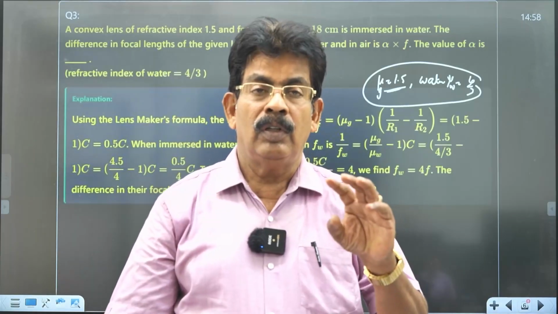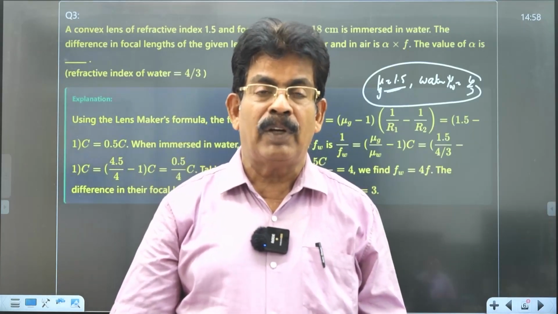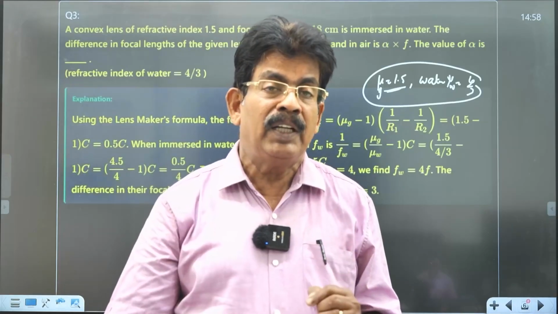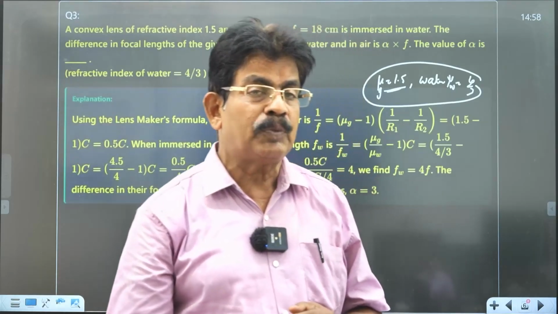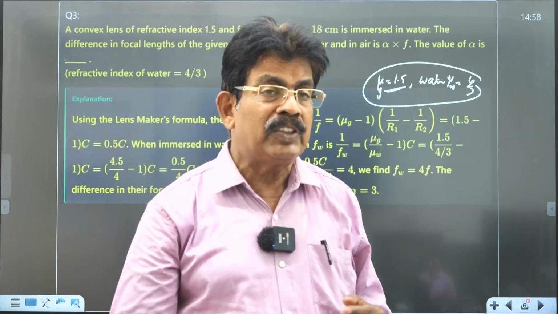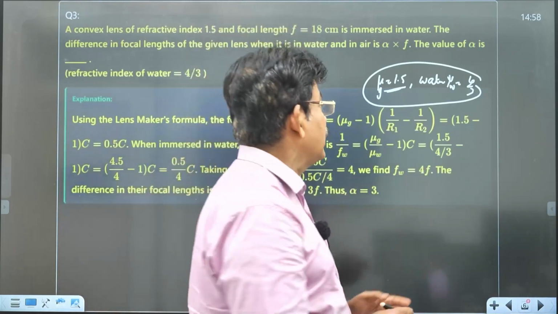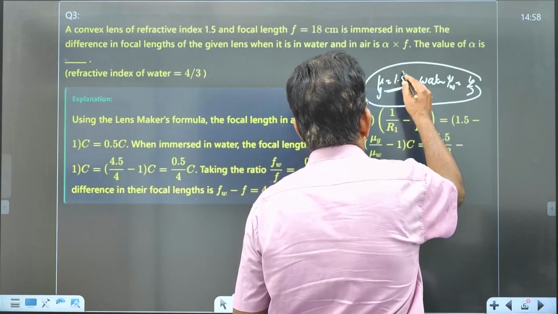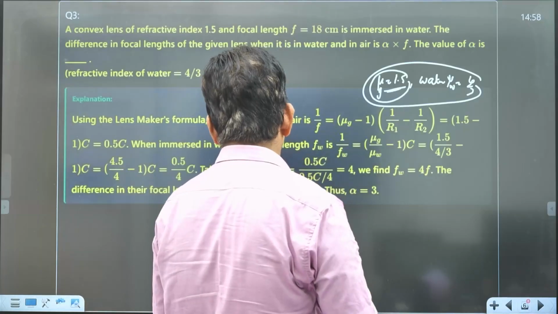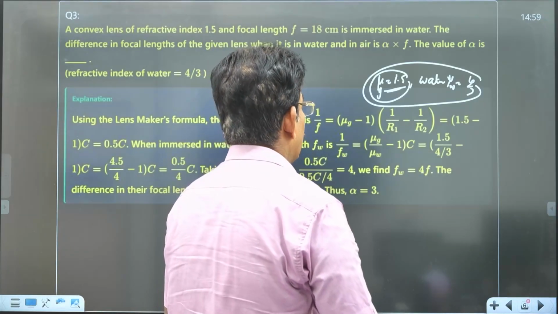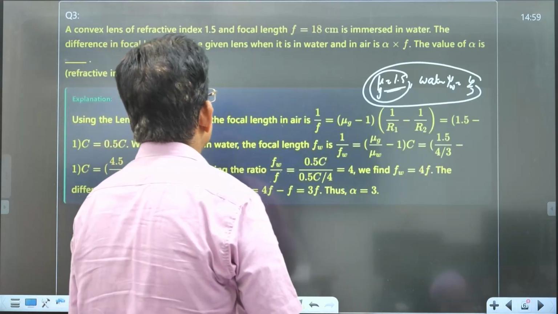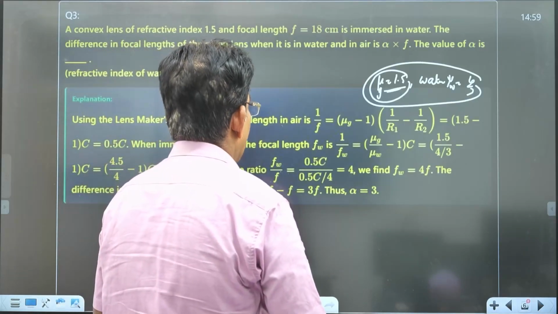So we have 3 cases we can remember. One, if a lens is immersed in any transparent medium, focal length will increase. If that transparent medium is water of refractive index 4 by 3, and lens material mu g is 1.5, here we have calculated it. Without calculation, we can say the focal length becomes 4 times. Focal length becomes 4 times, isn't it?